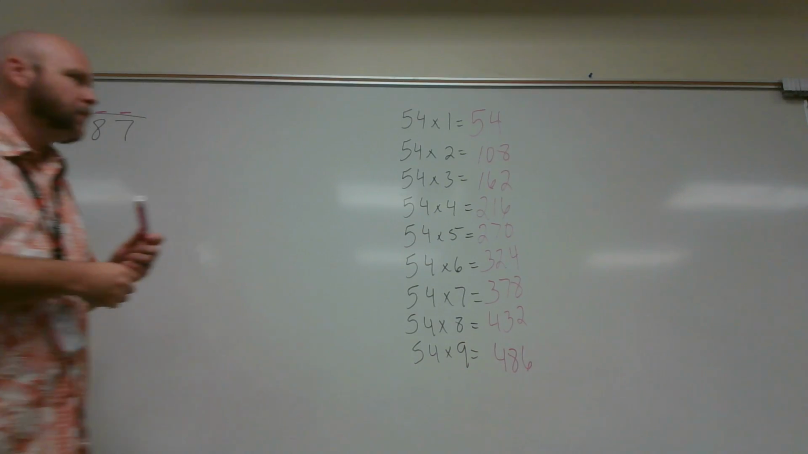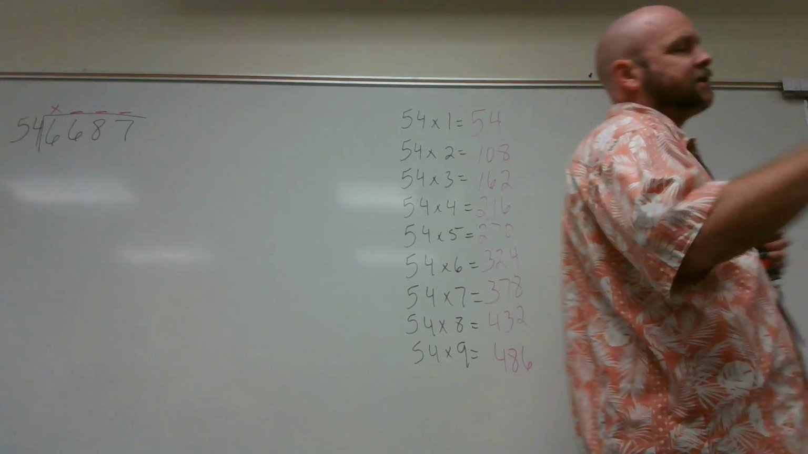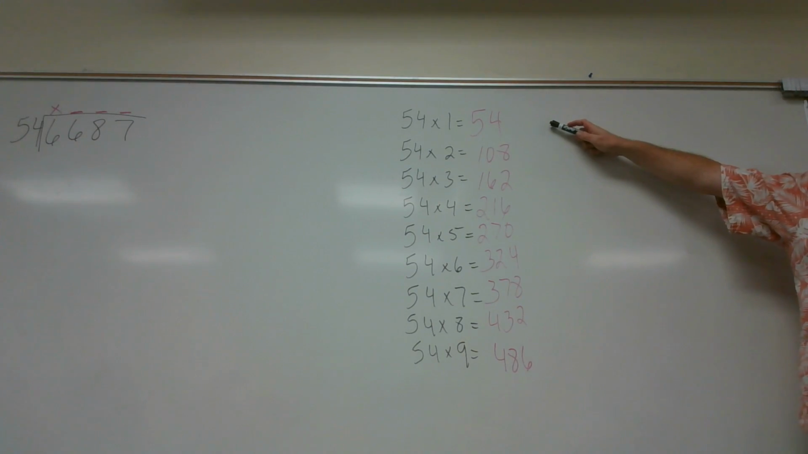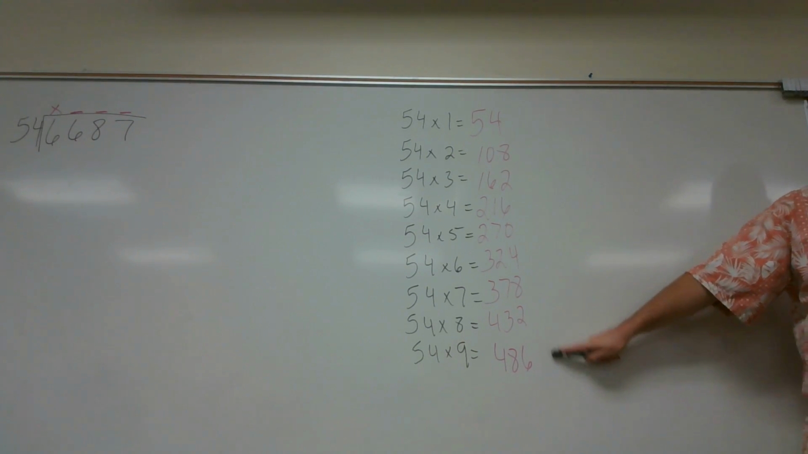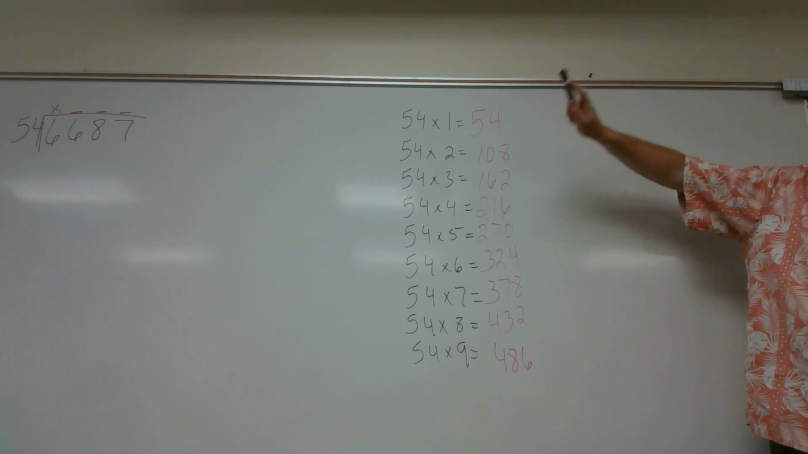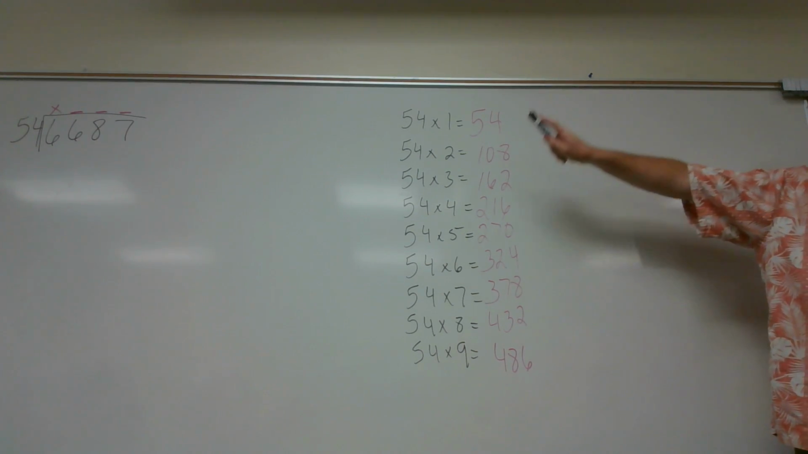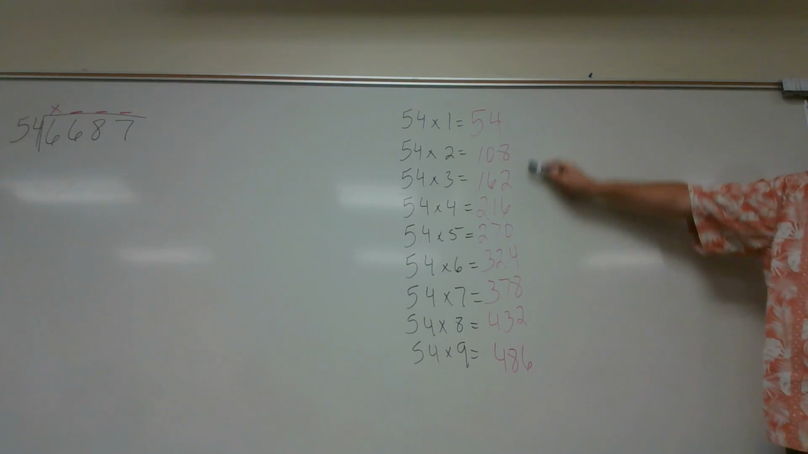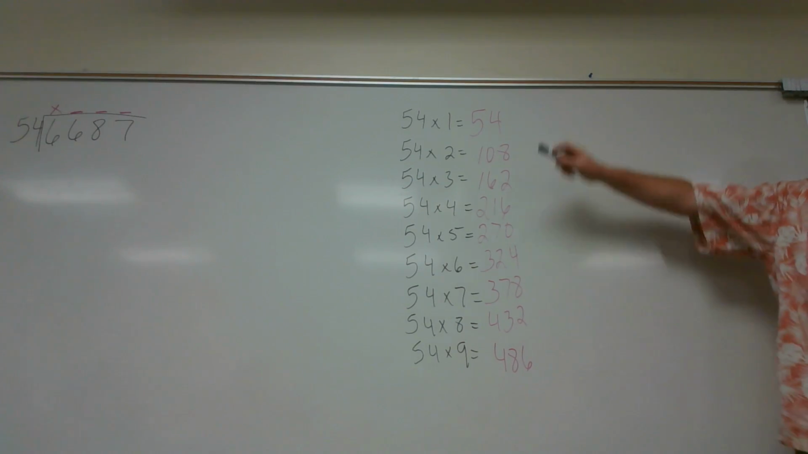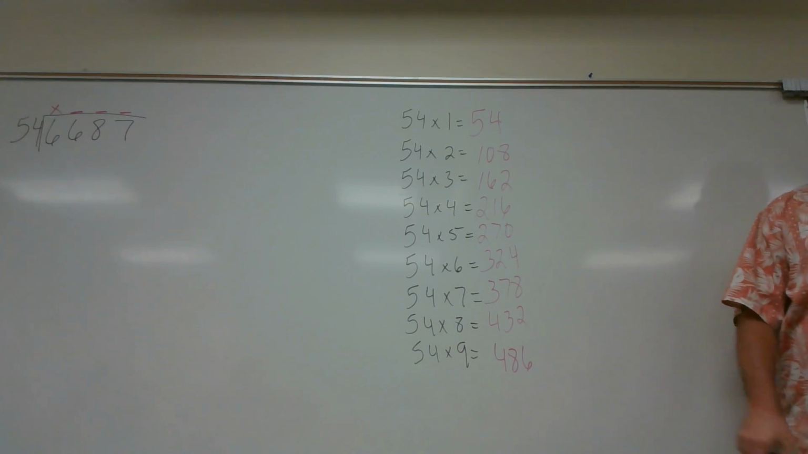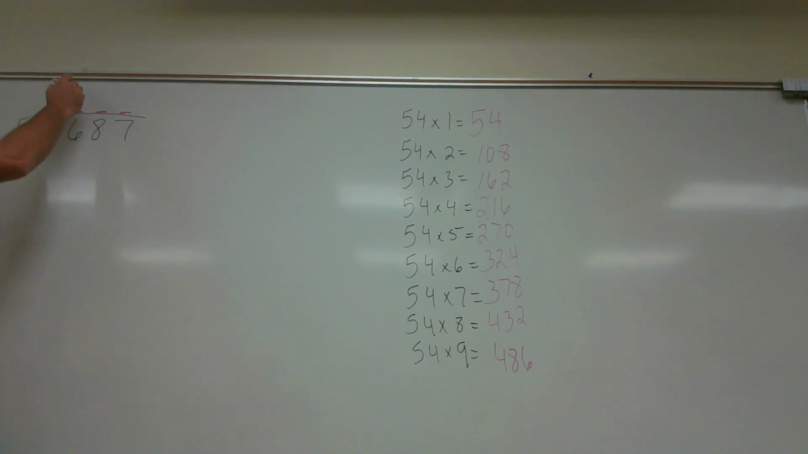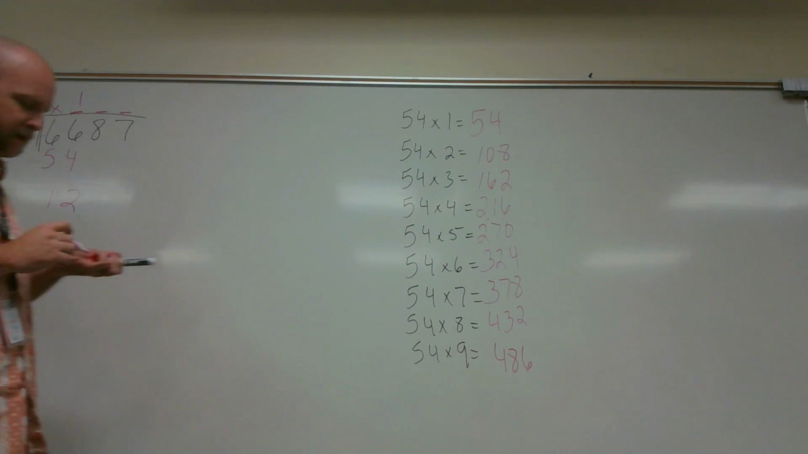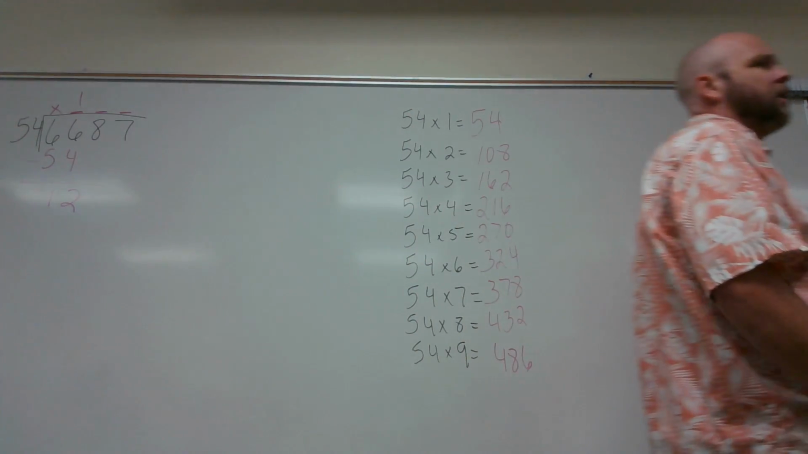So now, Andrew, I'm taking 54 into 66. I want to look at my multiples, all my pink numbers. I want to find the pink number that is closest to 66 without going over. Which one of these pink numbers is closest to 66 without going over? 1. Okay, 54 times 1, because that equals 54. So we have a 1 here, we have a 54, we subtract, and we get 12.